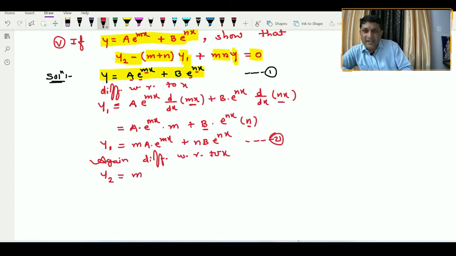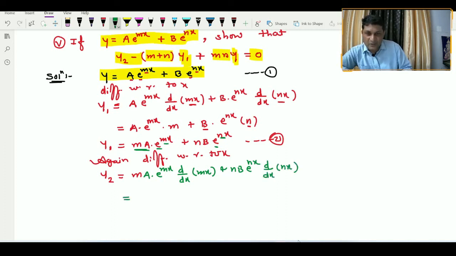On this side, ma is a constant term, keep it as it is, and the derivative of e^(f(x)) will be e^(f(x)) into the derivative of f(x), meaning the derivative of mx. Plus nb is a constant term, and the derivative of e^(f(x)) is e^(f(x)) into the derivative of nx. So it equals ma into e^(mx), keep it as it is. What is the derivative of mx? That will be m. Plus nb into e^(nx), keep it as it is. What is the derivative of nx? That will be n.